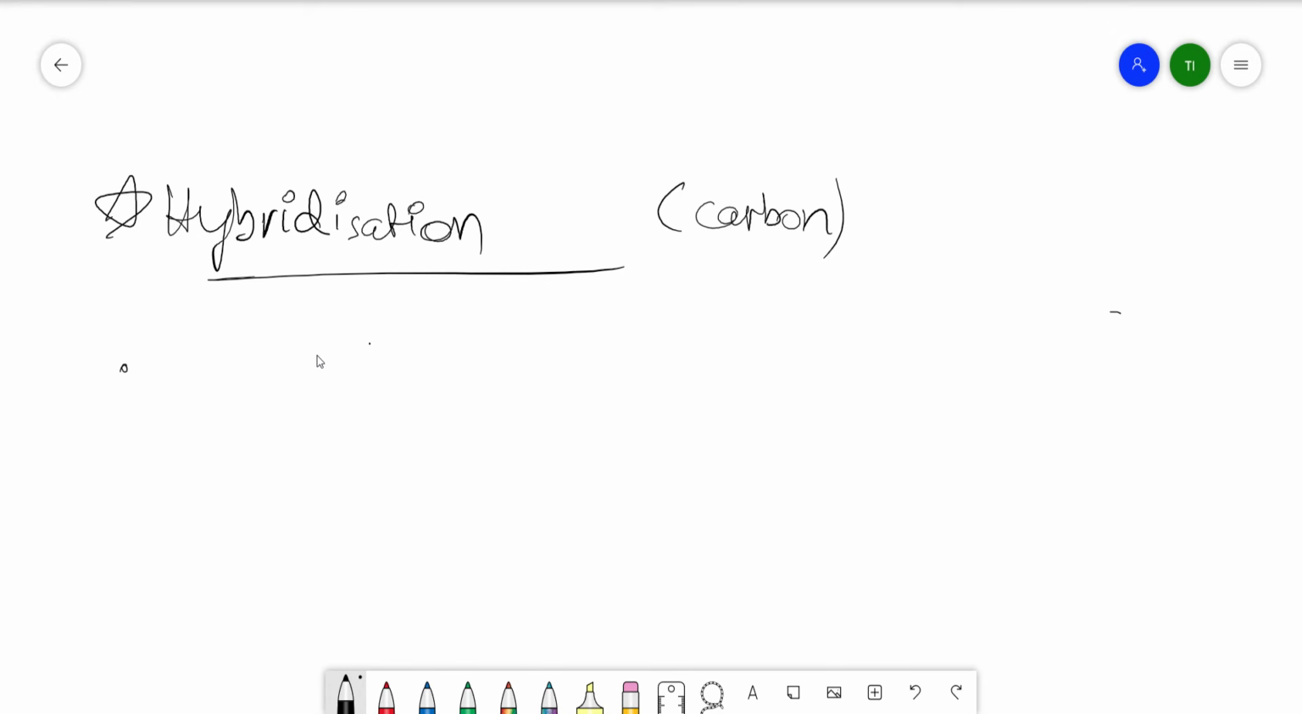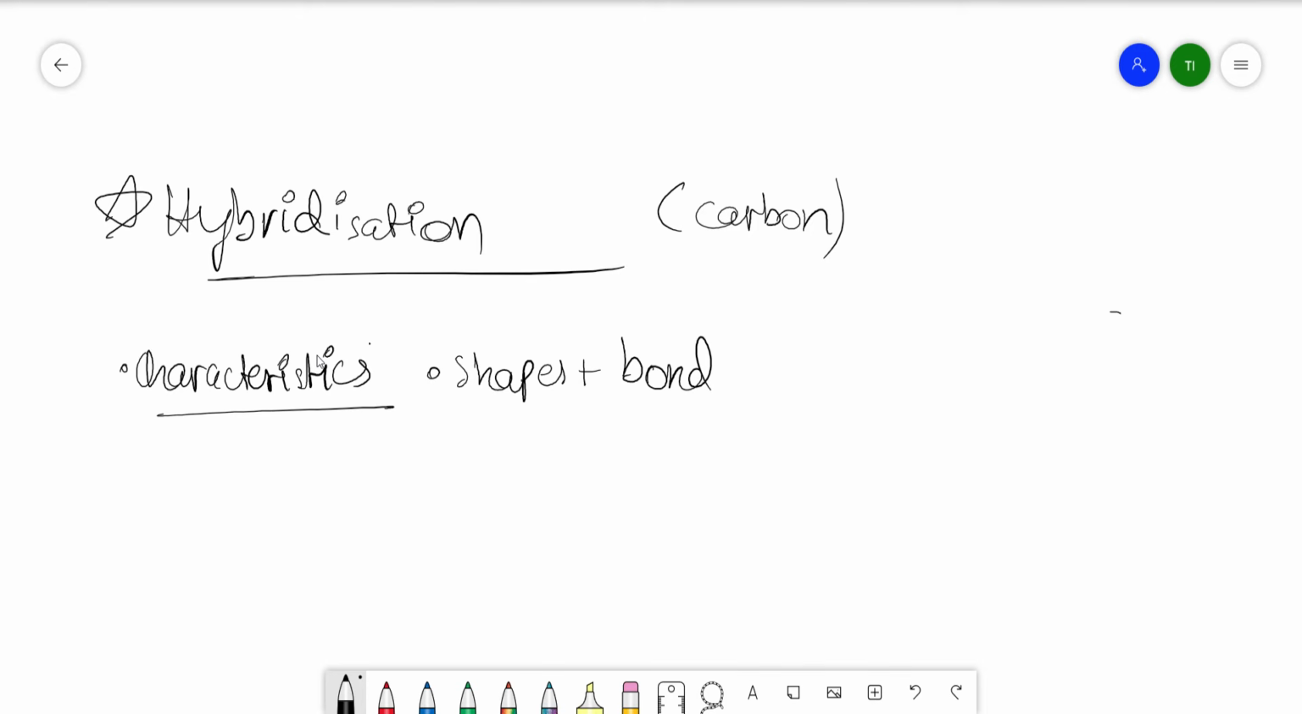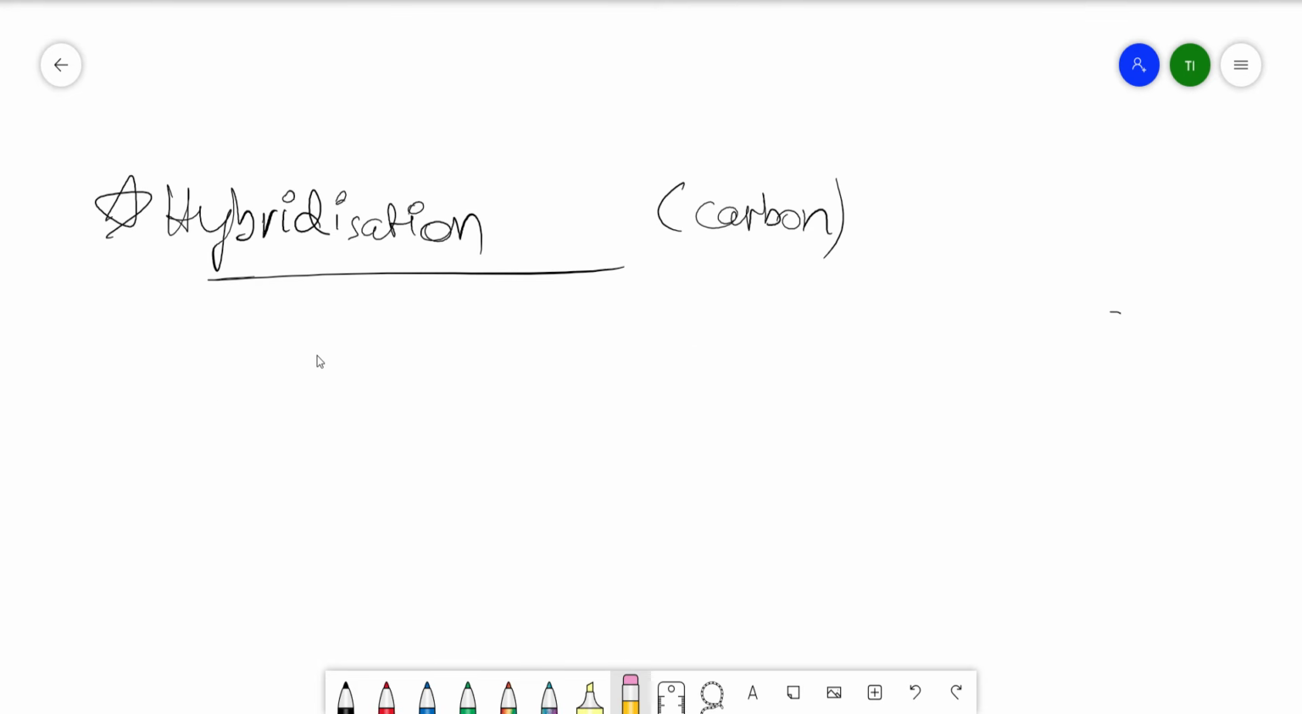So the hybridization impacts the characteristics of the molecule, which we have not gone much into depth on, and it also impacts the shapes of the molecules plus the bond angles. We won't be covering shapes and bond angles in this part of the video. We'll be covering them in the second part, but just know that these two are influenced by the hybridization of an atom. Now firstly I'd like to show you how to find out the hybridization of an atom.